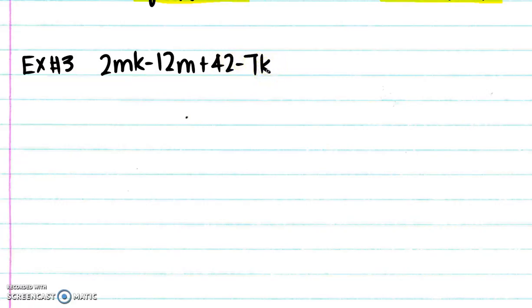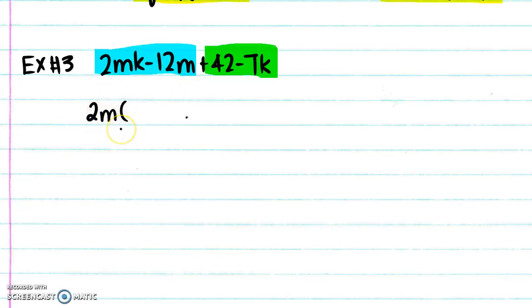Okay, so again, we don't have a common denominator that we can take out of everything. Since we have 4 terms, I'm going to go ahead and split this into pairs, see if I can factor by grouping. So the first 2 terms, I can divide out a 2 and an m. When I divide out 2mk by 2m, I'm left with k. Negative 12m divided by 2m is negative 6.